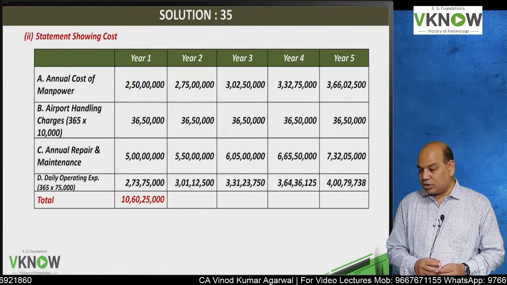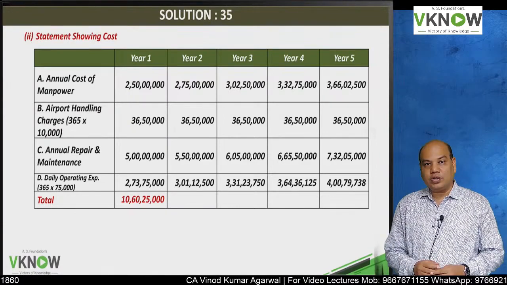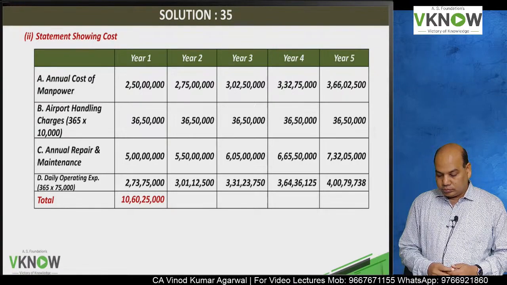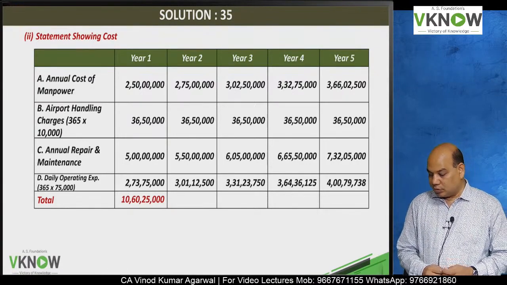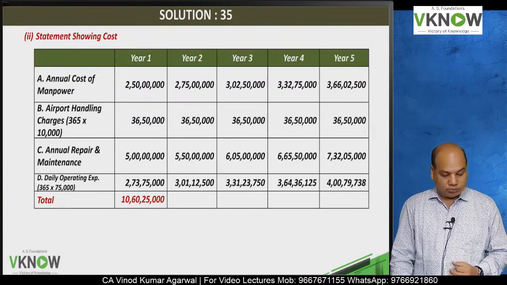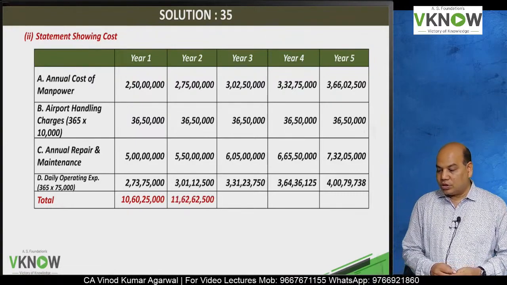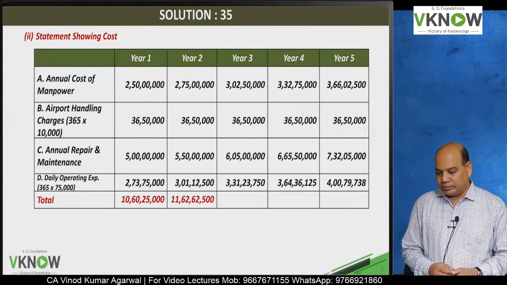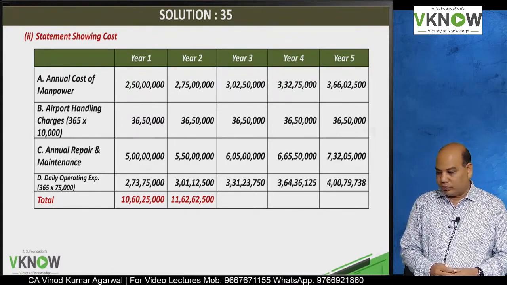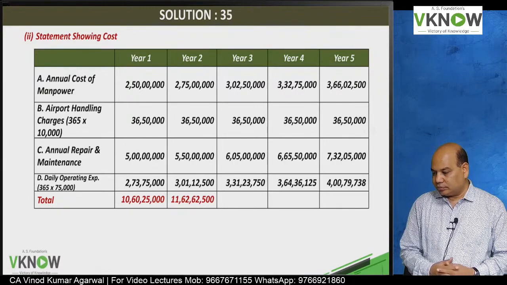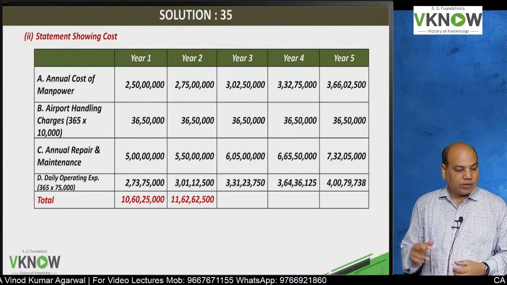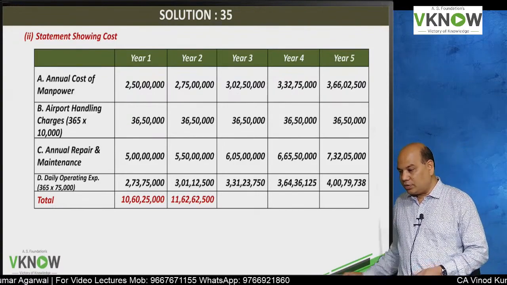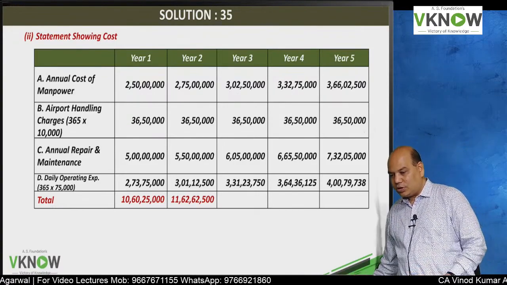10 crore 60 lakh 25,000. Is it correct? Second year total: 11 crore 62 lakh 62,500. Is it correct? Third year, do yourself. Third, fourth and fifth you will do yourself, then I will check.